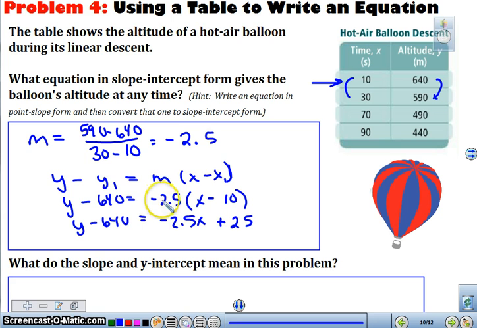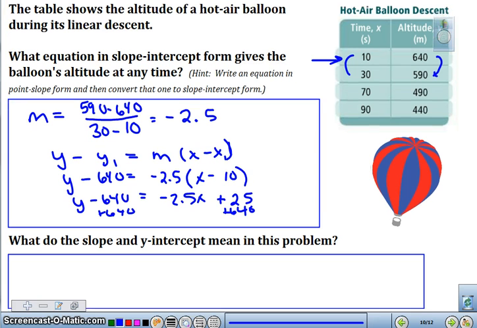In this case, when you're multiplying 2.5 times 10, we're going to add 640 to both sides. So our equation in slope-intercept form is going to be y is equal to negative 2.5x, and we should have plus 665.